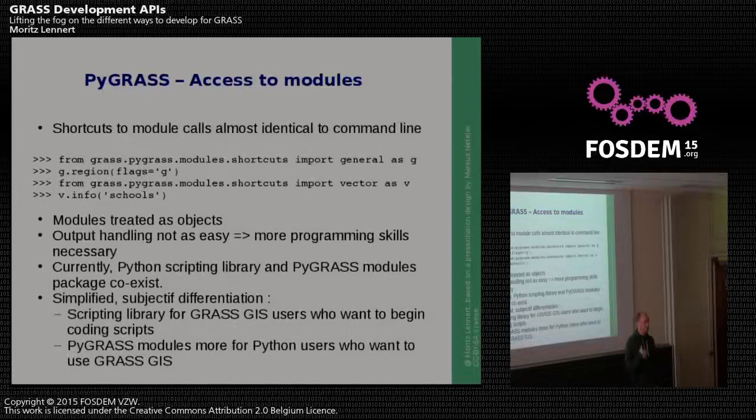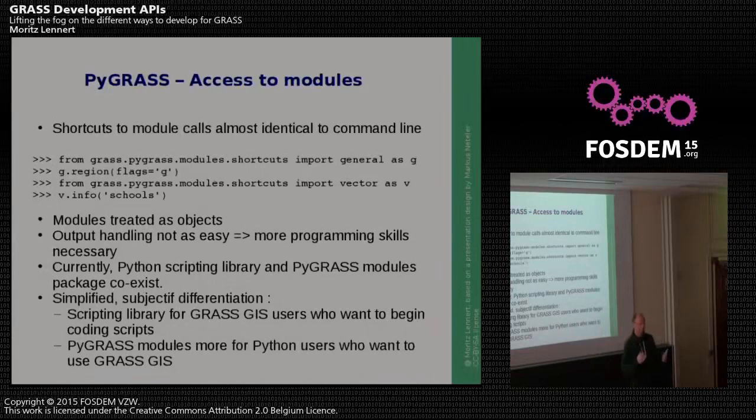So an interesting difference to the Grass scripting library is the fact that modules are treated as objects, and then you can play around with them in a more Pythonic way. However, output handling is not as easy, as it just takes the output as a standard output from the modules. And so you already have to know a bit more about how to handle that in order to be able to use that.